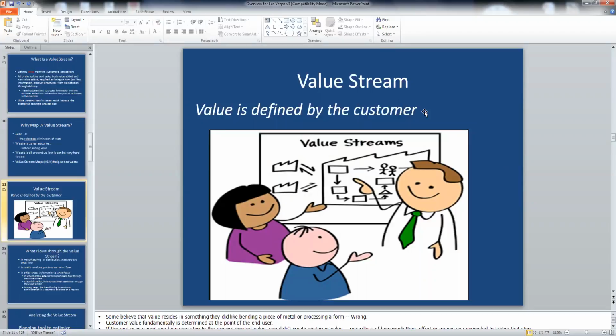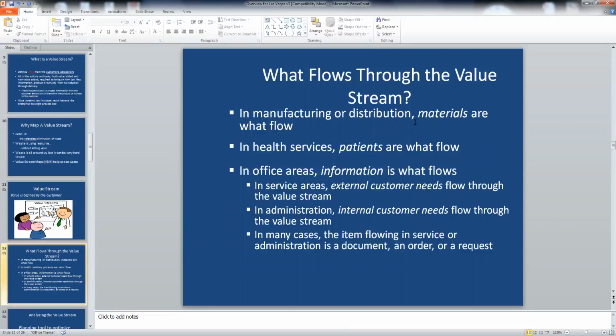So we always want to keep in mind who the customer is and put things together from their perspective. And so we can map out many things. We can map out products, we can map out services, or we can map out how a customer experiences certain things. In healthcare, we're gonna look at things from the patient's perspective and how things flow.